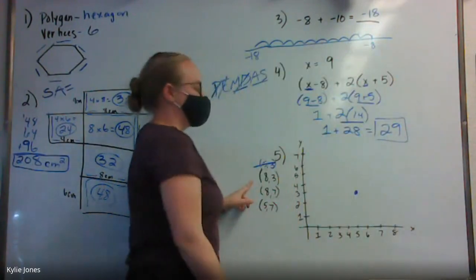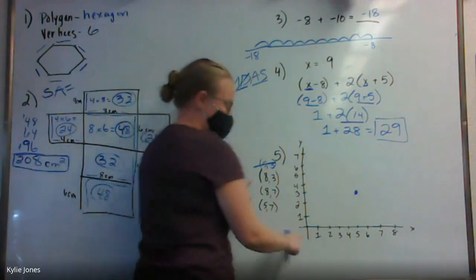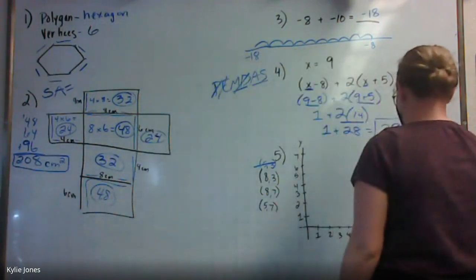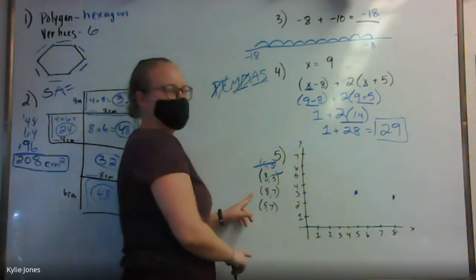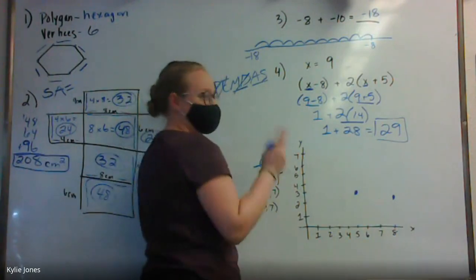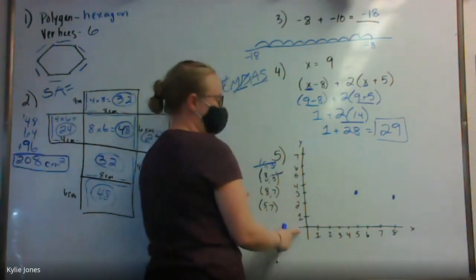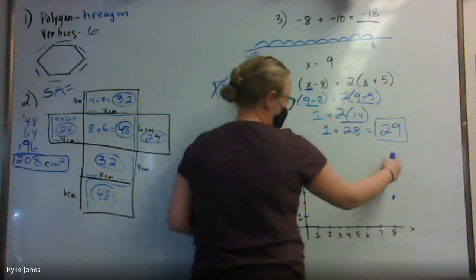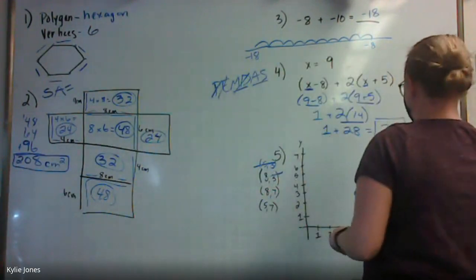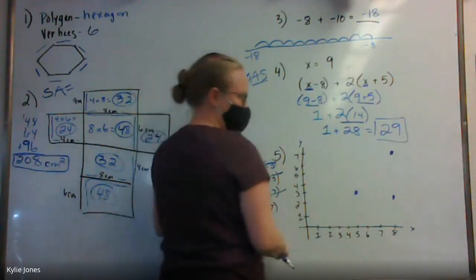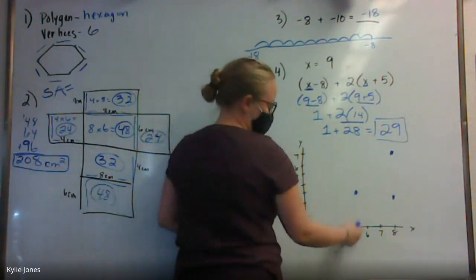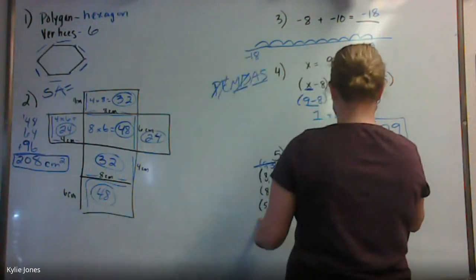Okay. What about 8, 3? It goes the same thing. Over 8, up 3. It's about here. Okay. 8, 7. Over 8, up 7 is about there. And 5, 7? It is the same. Over 5, up 7 is about here.